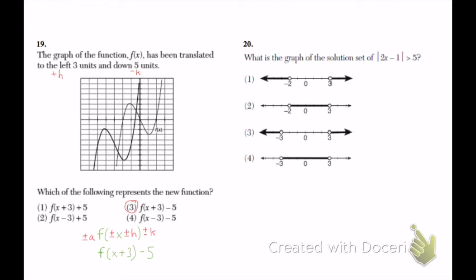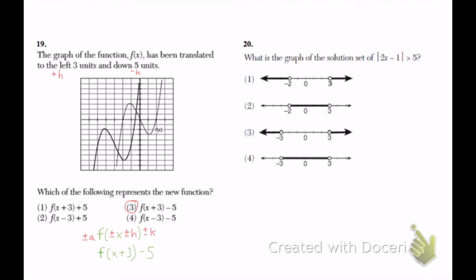Moving on to question 20. What is the graph of the solution set of the absolute value of 2x minus 1 is greater than 5? So, I'll do the algebra right on the actual inequality. The rule for inequalities with absolute value signs is that the absolute value has to be by itself. So we can see that the absolute value of 2x minus 1 is by itself.